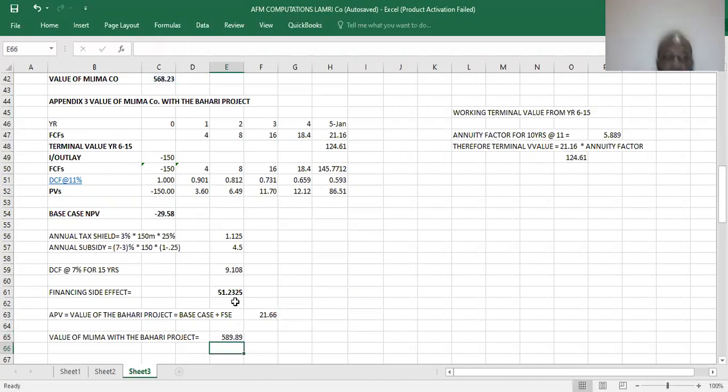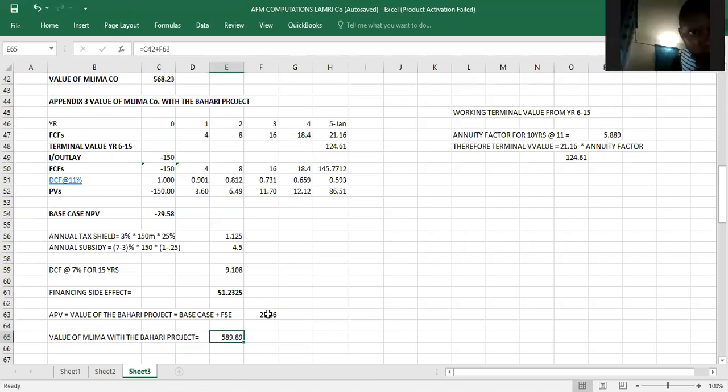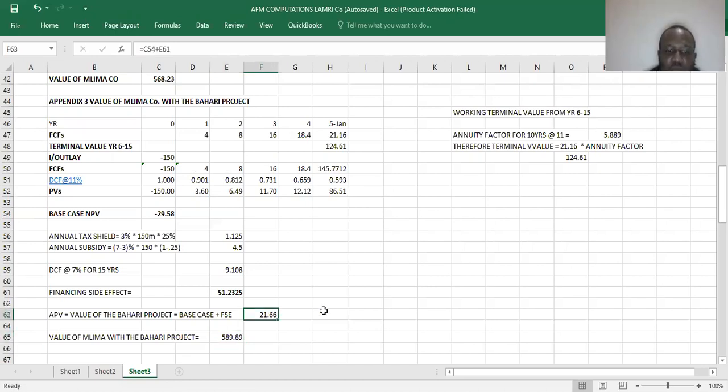Now we should be careful to note that our financing side effect was a positive, while our base case NPV was a negative. So the addition of the base case NPV and the financing side effect, taking into account our tax shield and our subsidy, have given us a value of 21.66.